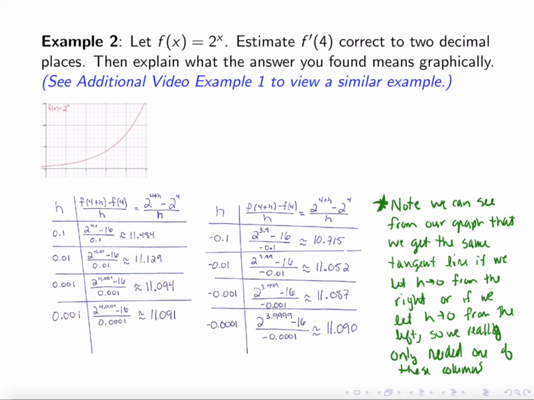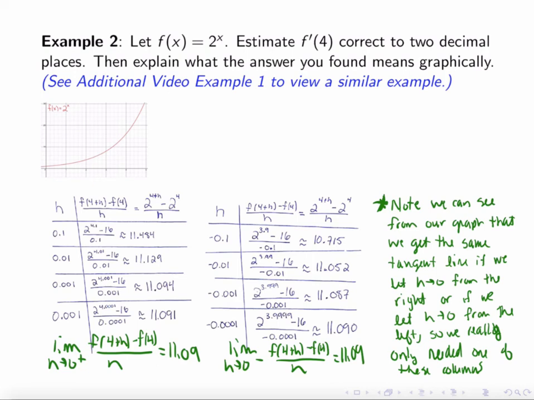You can note that if we look at this graph, there's just going to be one tangent line at x equals 4. Because there's only one tangent line, the limit as our h's get close to 0 from the right, which is our first column that we did, and the limit as h goes to 0 from the left have to be the same thing, because they're both going to give us the slope for the tangent line. So our limit from the right, which if you remember from pre-calculus has a little plus to indicate that you're coming in from the right, was 11.09. That was our first column of work. And our limit from the left was 11.09, and that was our second column of work.